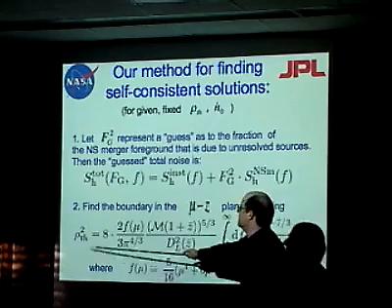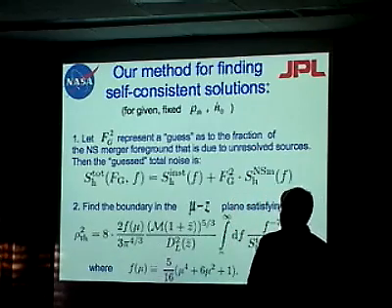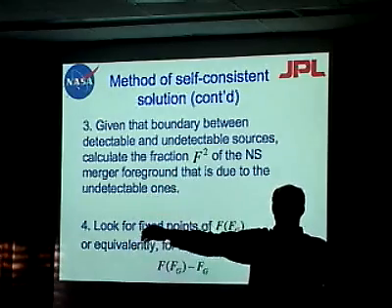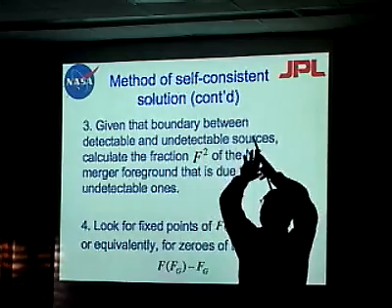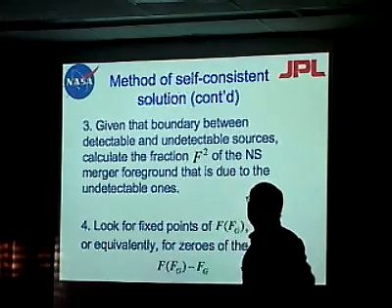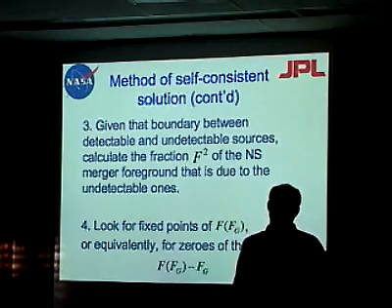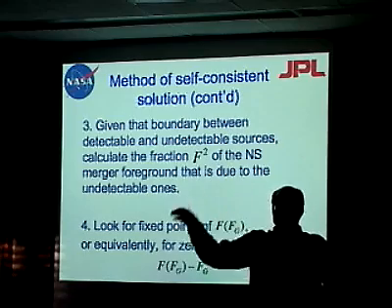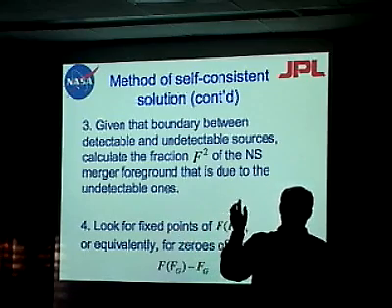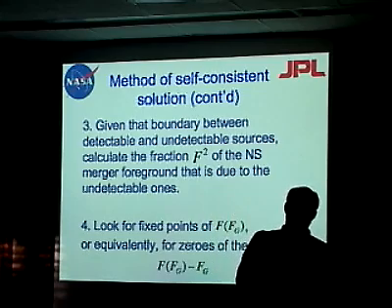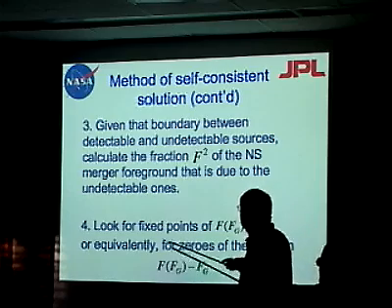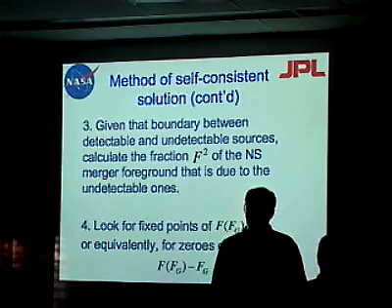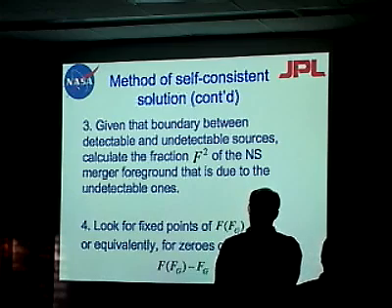This is the formula for it, I claim. So now I have a boundary. Now let's add up all the noise from the guys outside the boundary, get an f squared, and compare that to the original fg squared. Self-consistent boundaries are fixed points of that map from initial guess to a second, iterated guess. Or equivalently, I'm looking for fixed points of f of fg, or zeros of the function f of fg minus fg. I'm looking for self-consistent solutions.